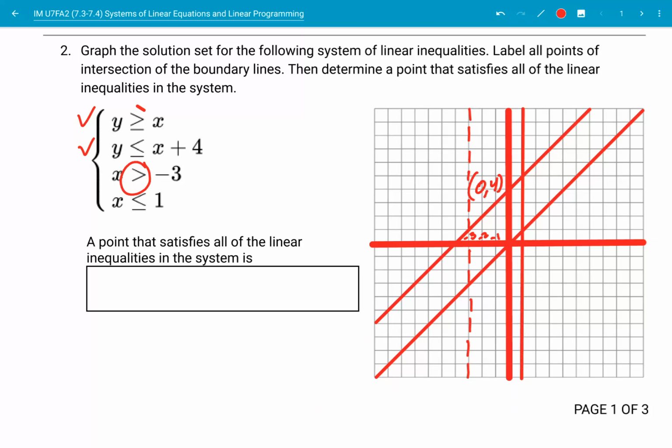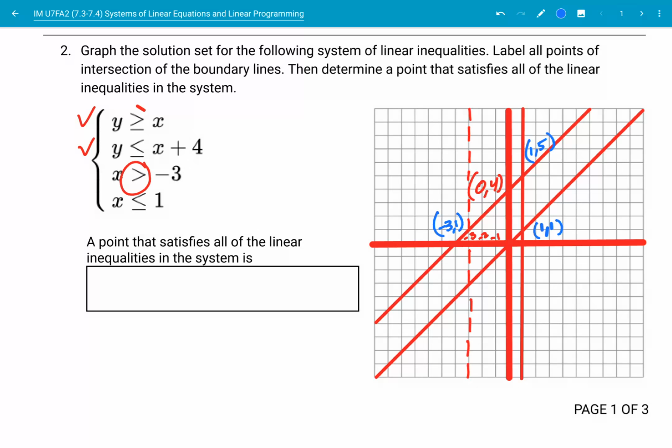So now we label these points of intersection. We label this in blue so it's easier to keep track of. Here's one point of intersection at 1, 1. We have a point there at 1, 1. We have another point here at 1, 5. We have a point here at negative 3, 1. We have a point here at negative 3, negative 3.